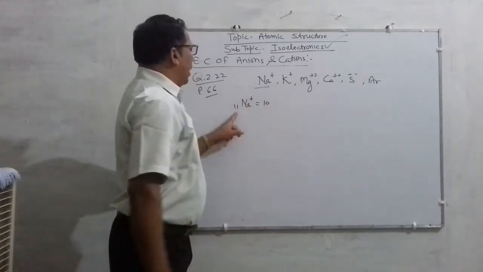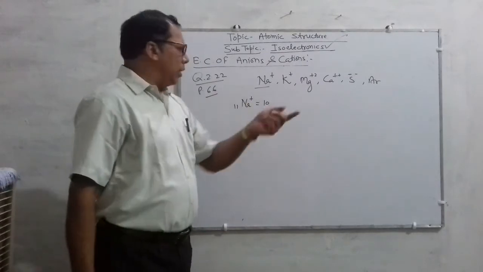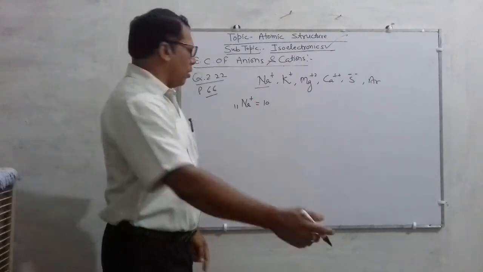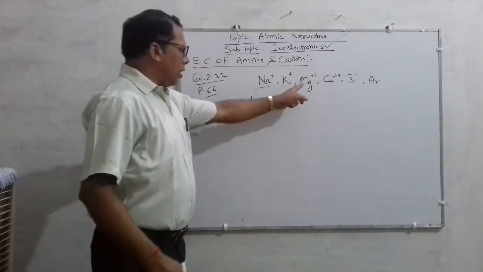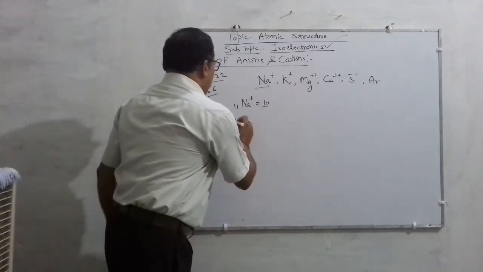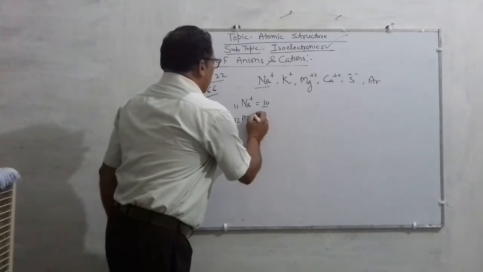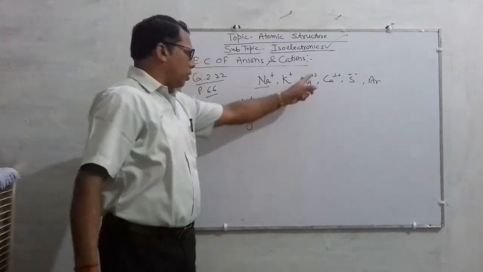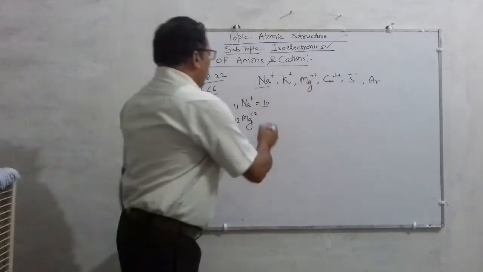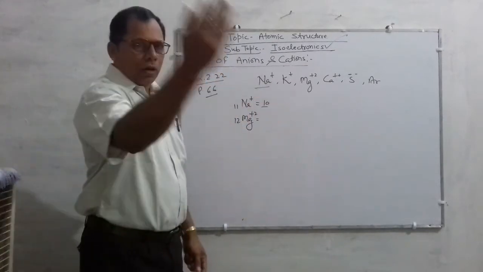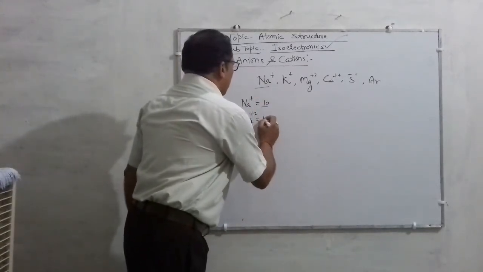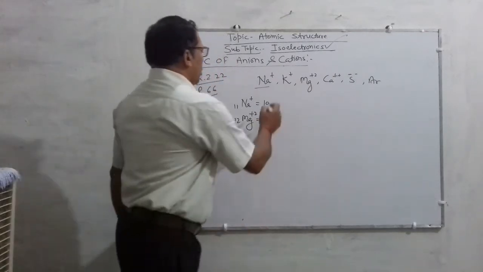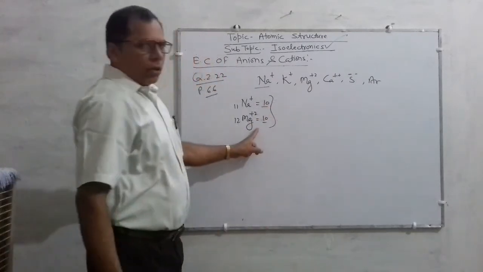Na, you know it is 11, but it has a plus sign, which means it has lost one electron. So the number of electrons in the case of Na becomes 10. Similarly, in the case of magnesium, it is containing 2 positive charge, so it has also lost 2 electrons. So the number of electrons becomes also 10. So in these two, the number of electrons is 10.